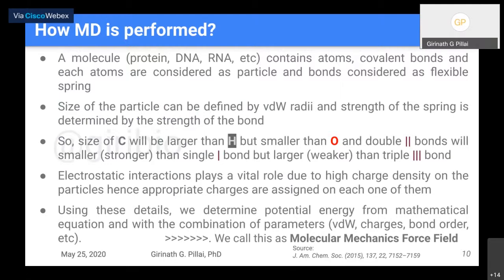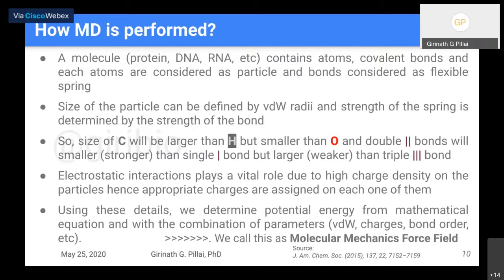So how can we perform this MD? A molecule, a biomolecule or macromolecule, such as proteins, DNA, RNA, etc., contains atoms and covalent bonds. Each atom is considered as a particle and the bonds are considered as flexible springs. The size of the particle can be defined by van der Waals radii.